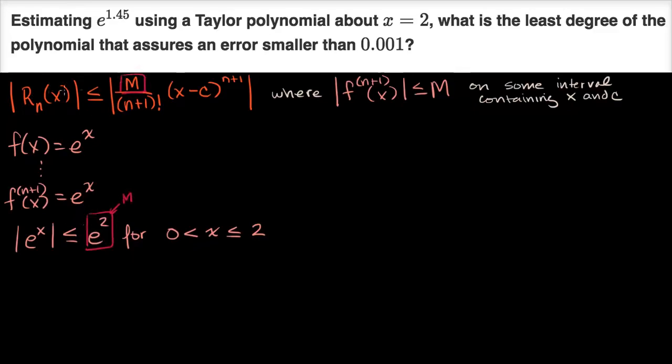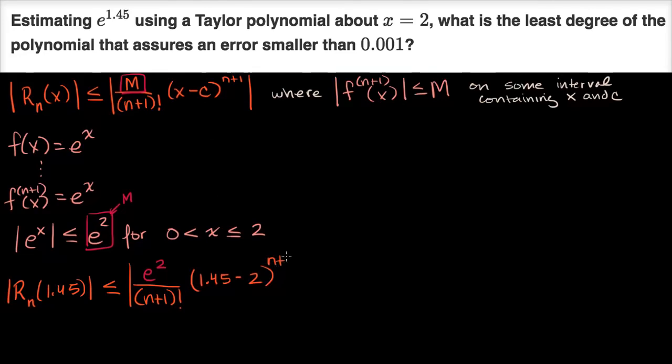And so doing that, we can now go straight to the Lagrange error bound. We can say that the remainder of our nth degree Taylor polynomial, and we want to solve for n, we want to figure out what n gives us the appropriate bound, evaluated at 1.45, when x is 1.45, is going to be less than or equal to the absolute value of, our m is e squared, over n plus 1 factorial, times 1.45, that's the x we care about, where we're calculating the error, minus where we're centered, minus 2, to the n plus 1th power.